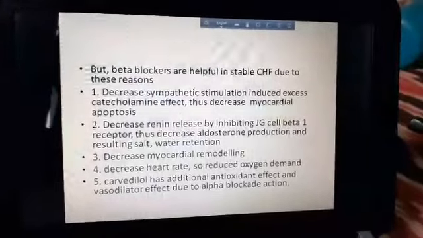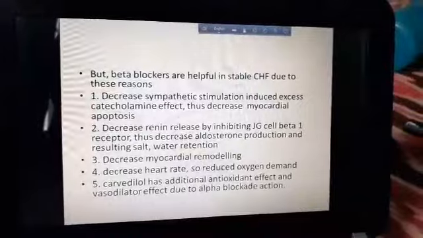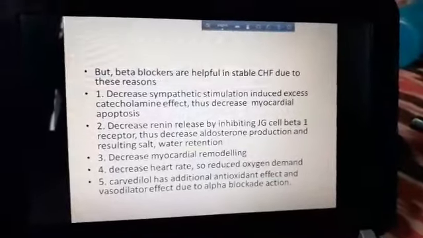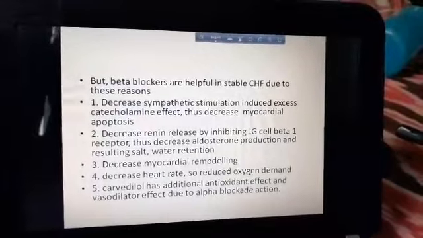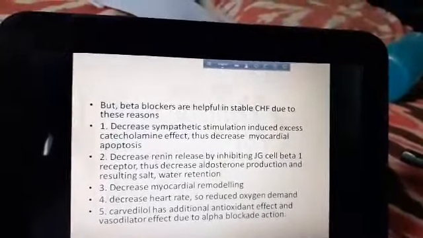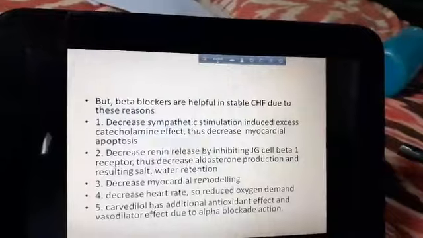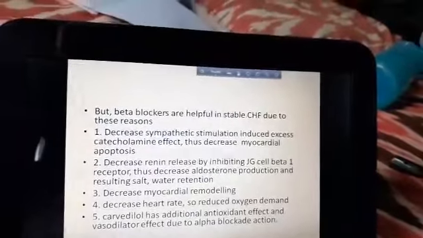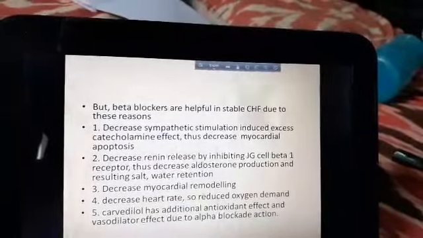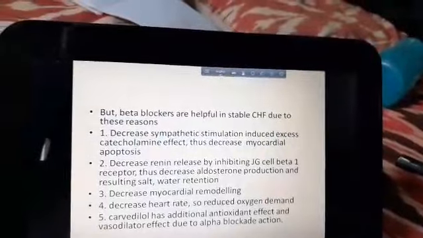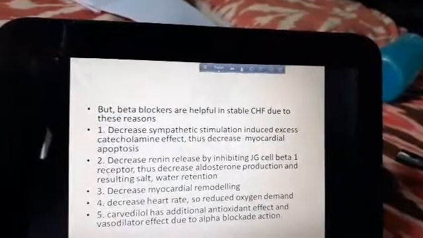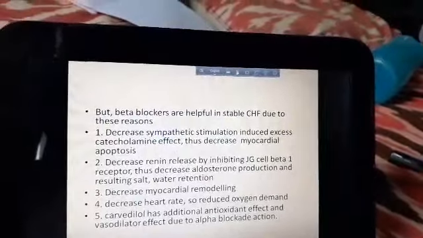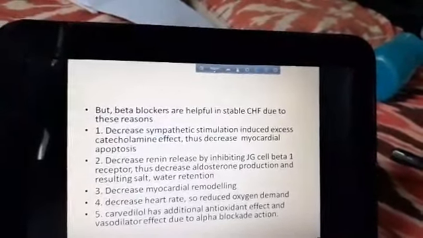How does carvedilol cause vasodilation? Because it has some additional alpha blocking action. Carvedilol is actually a non-selective beta blocker: alpha blockade plus beta 1 beta 2 blockade. Because of the antioxidant property, it reduces the oxidative stress which is present in heart failure states. That's why carvedilol is the preferred beta blocker in most heart failure patients, except in asthma or COPD patients, because it blocks the beta 2 receptor also, and there is a chance of bronchoconstriction in them.